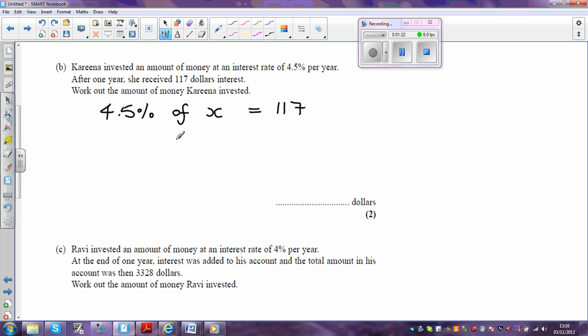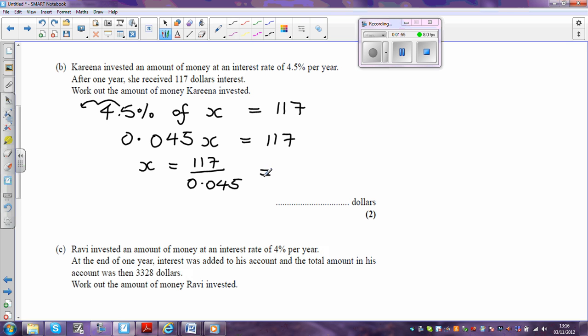Okay, now if we change that back into a decimal, I think that's the easiest way, moving the decimal point two places to the left, we end up with 0.045. So what we're saying here is that 0.045 multiplied by X is 117. And if we want to find out what X is then, just by rearranging it, dividing both sides by 0.045, X is going to be 117 divided by 0.045, which comes out as $2,600.